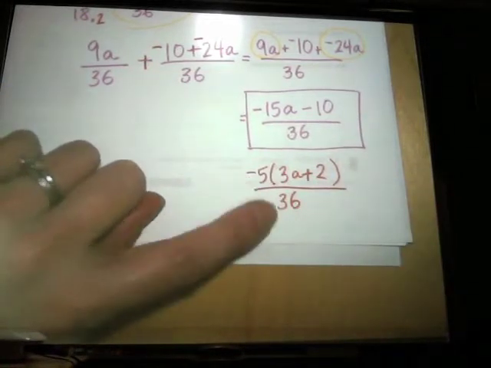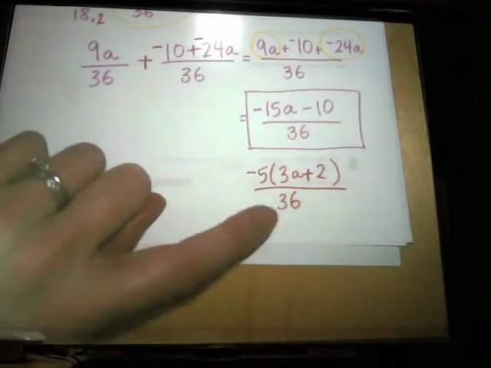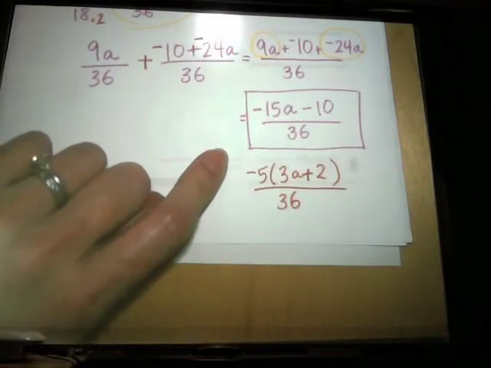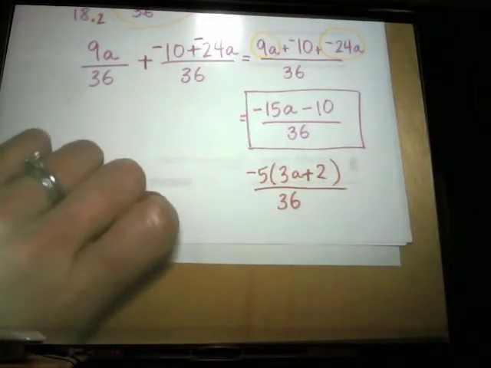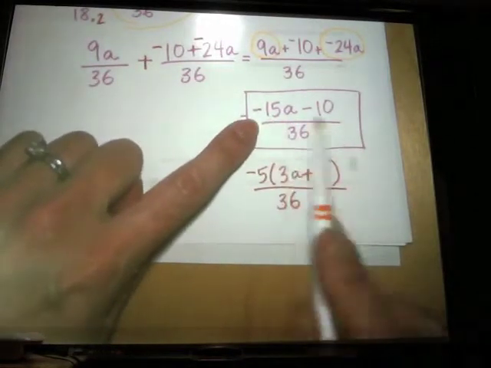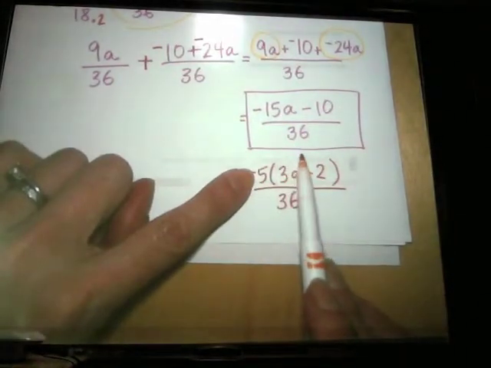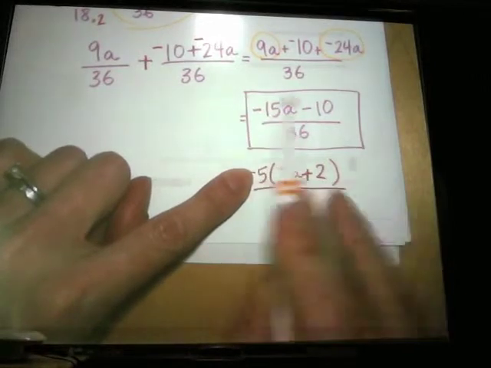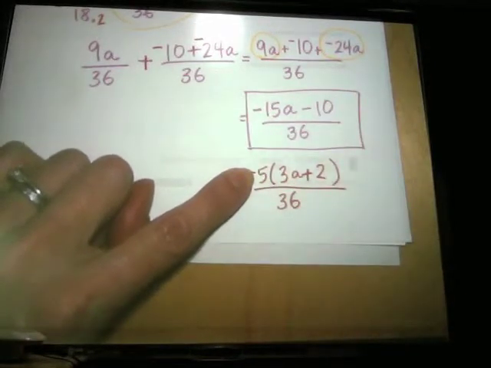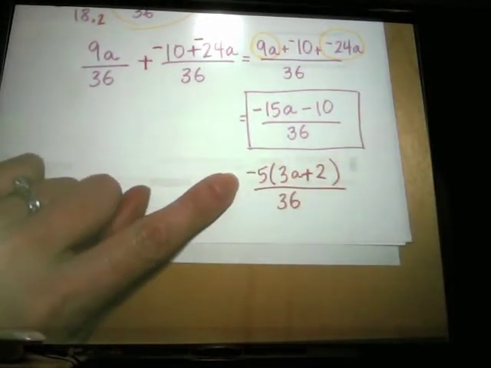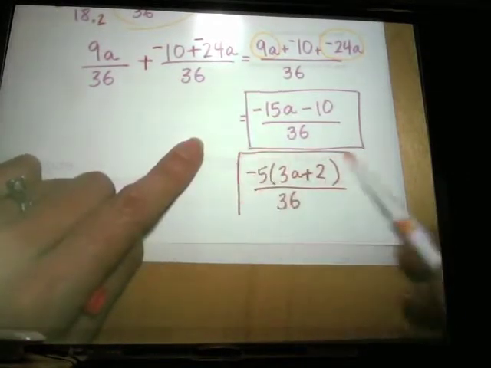Do 5 and 36 do anything? Can I cancel anything there? No, they don't have any common factors except for 1, which won't make a difference. If you can look at this and go, oh, if I factor out a 5, that 5 out front won't do anything with 36, I'm not even going to bother. If you can visualize that it won't simplify, you can stop here. If you can't visualize it, you need to factor out this 5 to make sure, and I would accept this answer also.